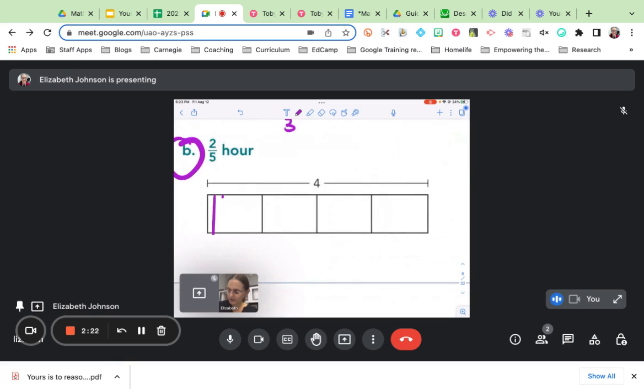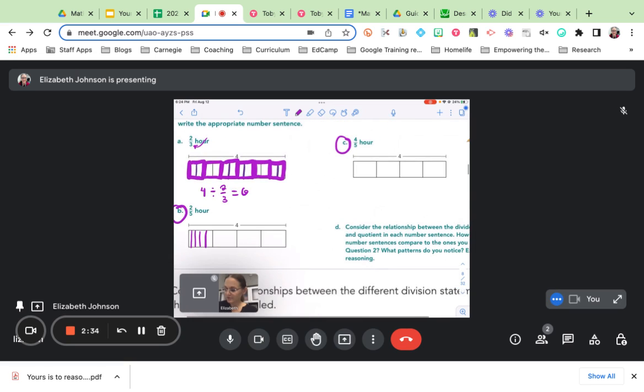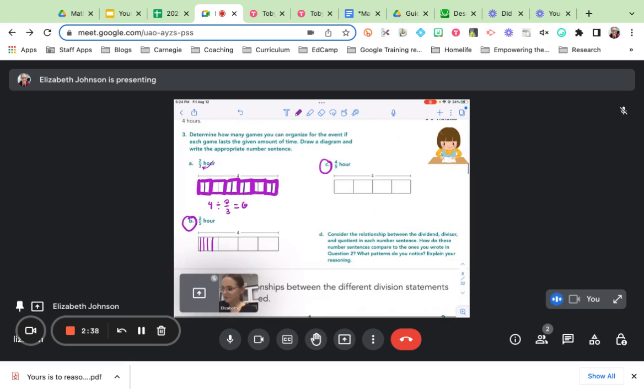1, 2, 3, 4, 5. 1, 2, 3, 4, 5. So each of those will be divided into fifths, and then you will complete your model after that. Pause the video, make your models, and come up with an answer to each of these questions for B and C, and do this task on your own, please.